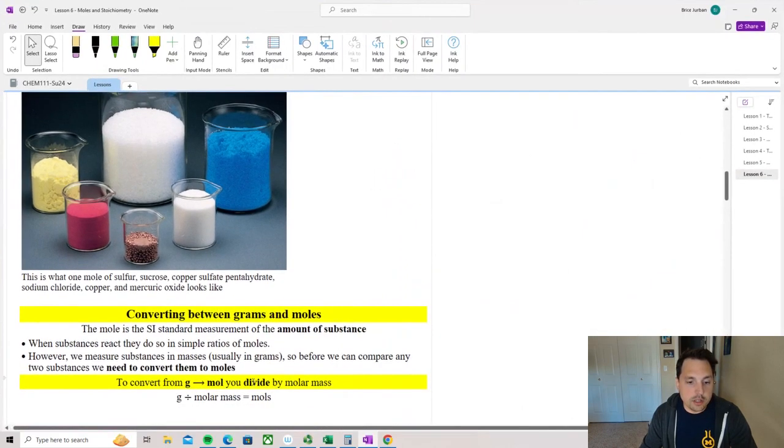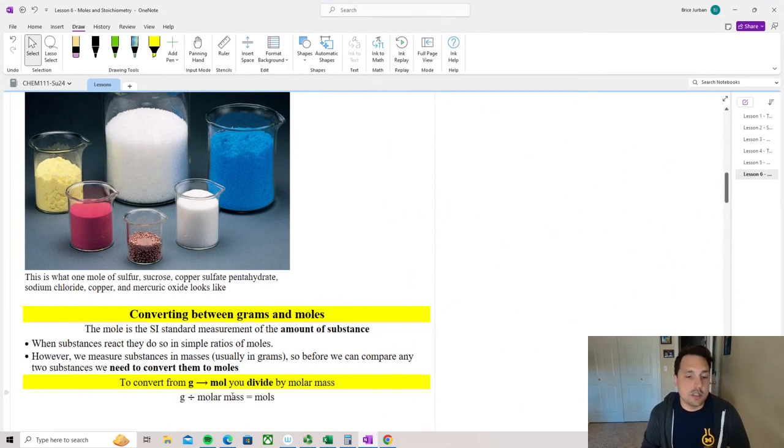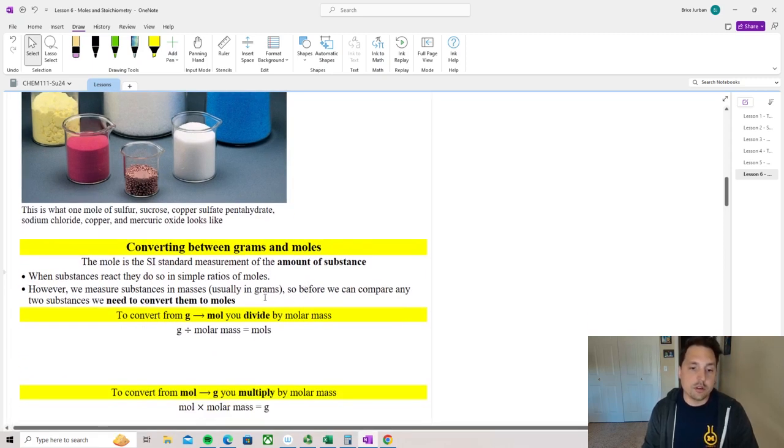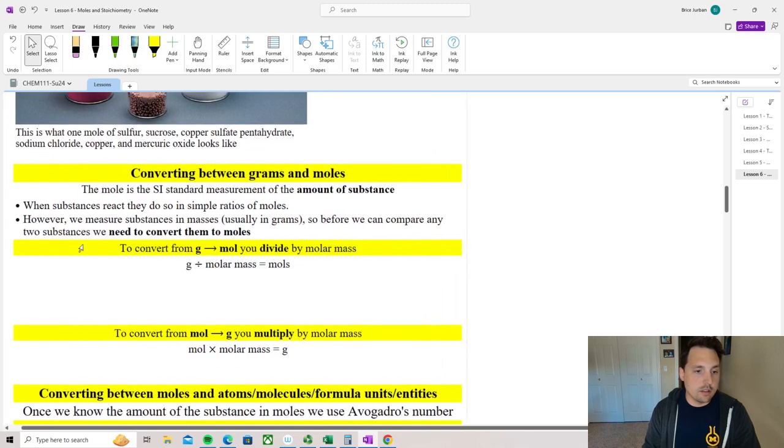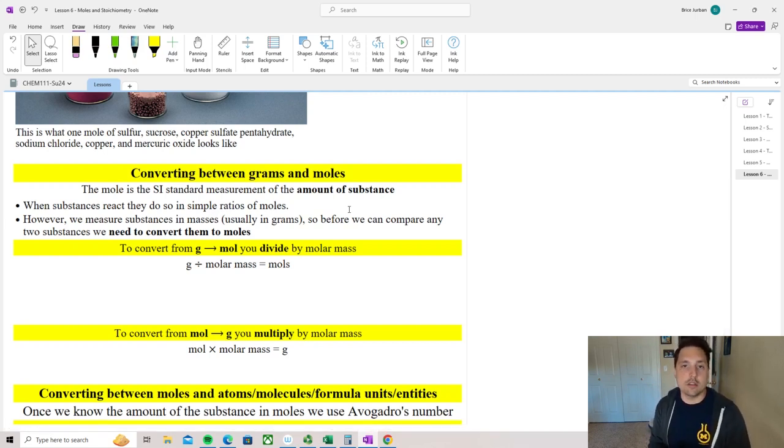Now that we understand this concept, we can use this to help us carry out chemical calculations. To start off with, we need to know how to convert between grams and moles. When we talk about moles, you've got to think of this as a counting unit. It's the amount of a substance. This is an SI unit. When substances are going to react, they're always going to do so in simple ratios of moles. And that's why in the last lesson we talked about how to balance chemical reactions, because we want to make sure that these substances are reacting in simple ratios.